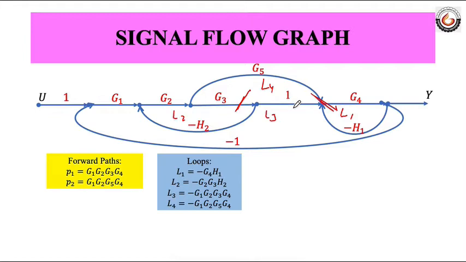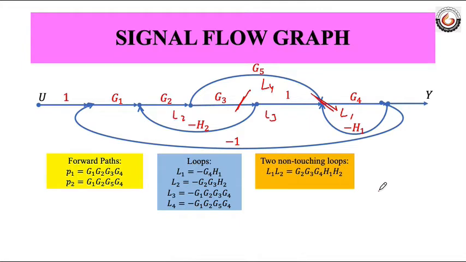So my non-touching loop is L1 and L2. There is no other non-touching loop, and even if we go for 3 non-touching loops, there is nothing. There are no 3 loops which are not touching. So this is where we stop. Now we all have the required components to substitute in Mason's formula. We look at Mason's formula, which is given as the transfer function.